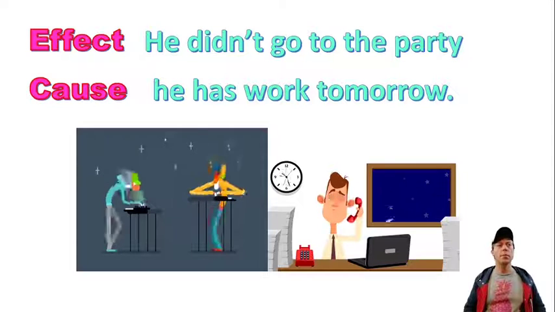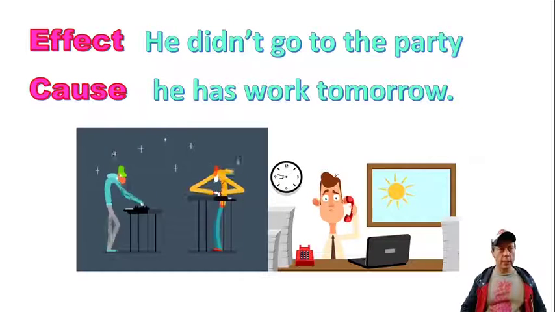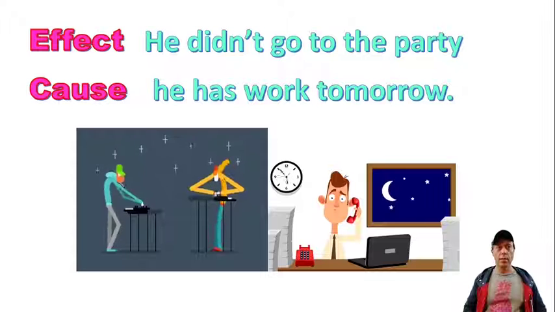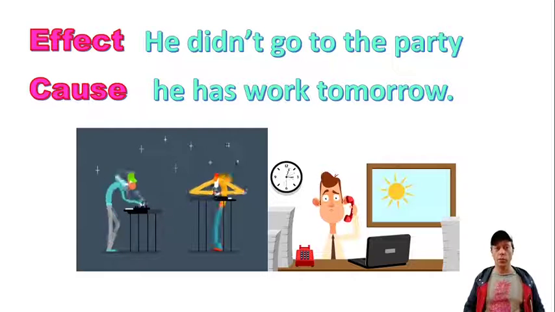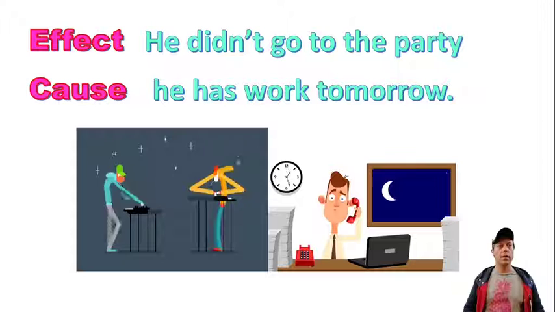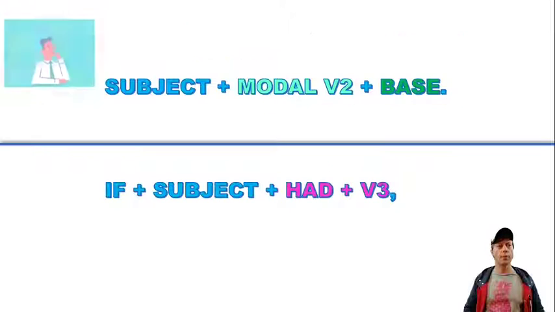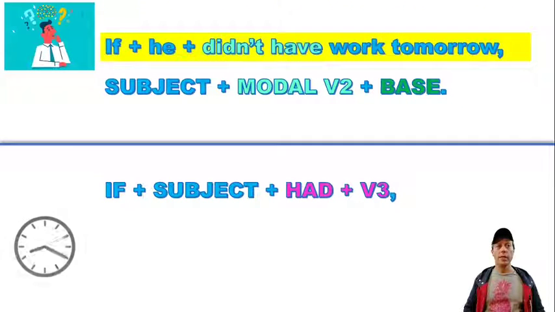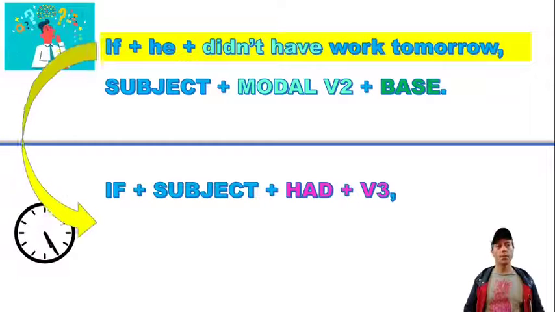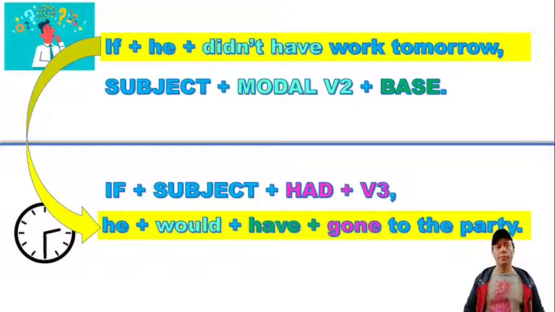So this one's a bit different. The effect is in the past this time and the cause is in the future. So we've switched it around. Let's have a look at how this works. If he didn't have work tomorrow, he would have gone to the party. So he's implying that he would prefer to have gone to the party than to work. But unfortunately, he could not afford to take a day off work.